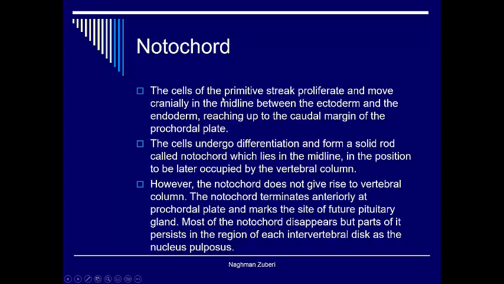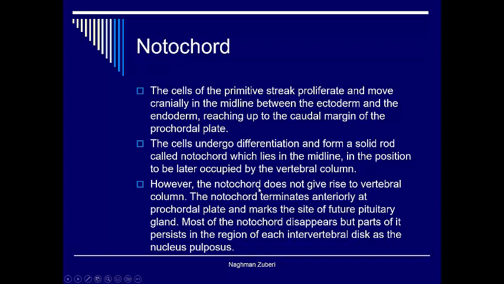Notochord. The cells of the primitive streak proliferate and move cranially in the midline between the ectoderm and the endoderm, reaching up to the caudal margin of the procaudal plate. The cells undergo differentiation and form a solid rod called notochord, which lies in the midline in the position to be later occupied by the vertebral column.